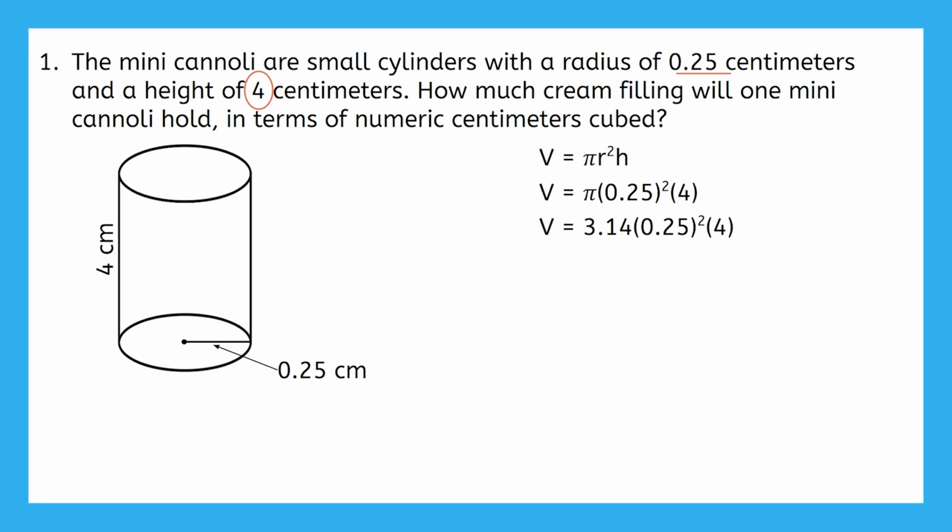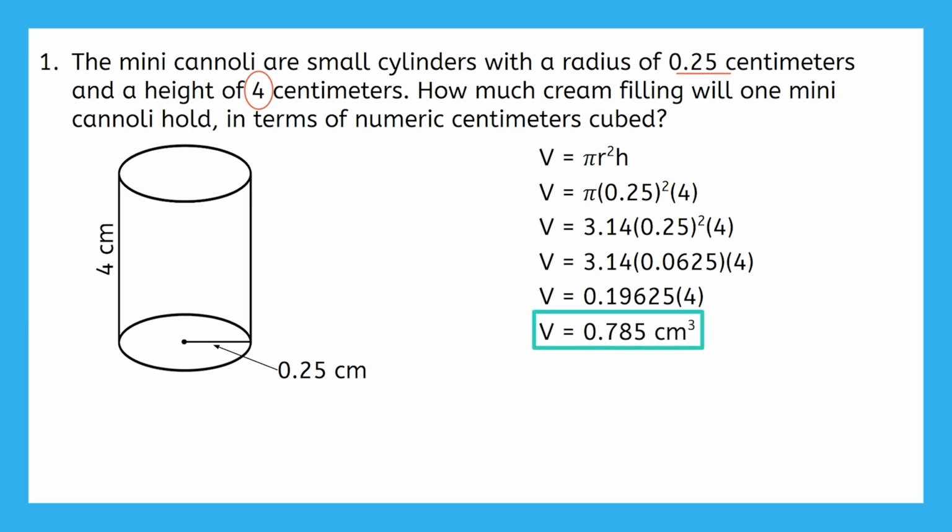Following PEMDAS, we need to deal with the exponent. So now it's V equals 3.14 times 0.0625 times 4. We multiply from left to right, which gives us 0.19625 times 4, and multiplying that together gives us our final answer of 0.785 centimeters cubed. Make sure you pay attention to your units.